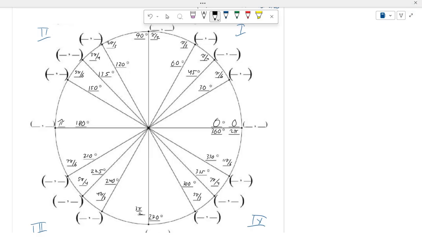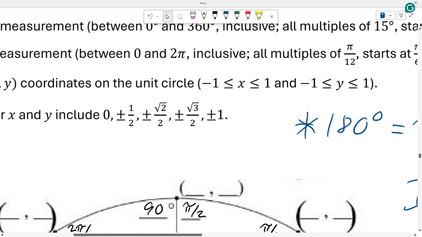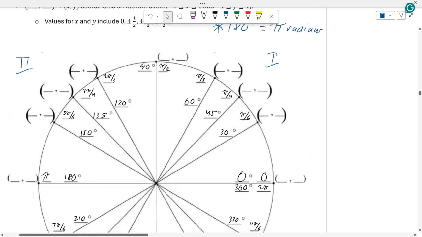Now, the final part. The final part is arguably the most important part, which is filling in the X and Y coordinates. And like I said, you've got 9 choices, okay? So it's like multiple choice, but you've got 9 choices. 0, plus or minus a half, plus or minus root 2 over 2, plus or minus root 3 over 2, and plus or minus 1. Those are the only values that can go into the remaining blanks, okay?